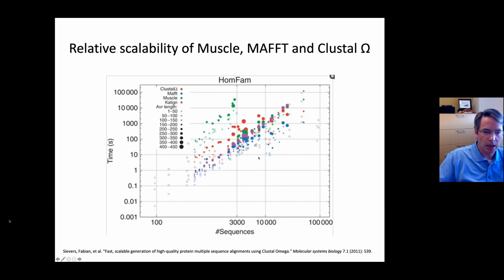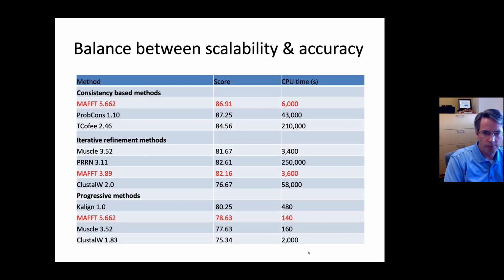Now, accuracy is not on this graphic, but I give you a citation there if you're interested. This was from the Clustal Omega paper. Just to give you some idea, though, about the accuracy. So higher accuracy here is better. Okay. So MAFFT is scoring really well in accuracy, and in this case, the highest.